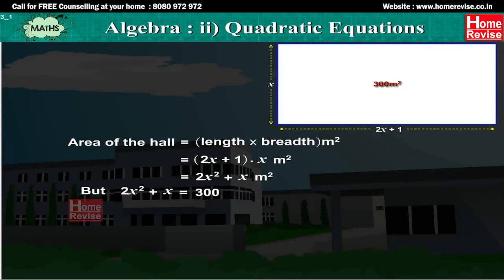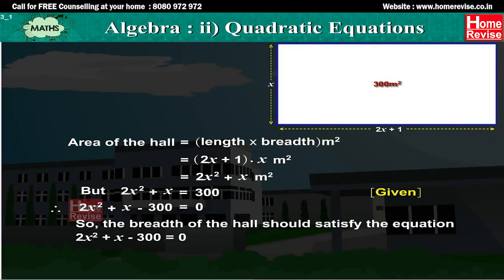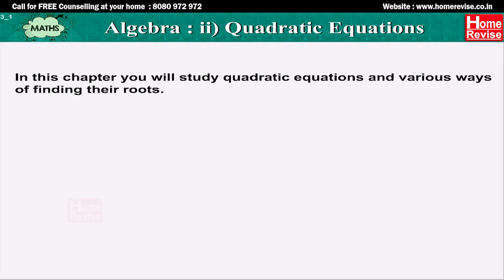But 2x square plus x is equal to 300 is given. Therefore, 2x square plus x minus 300 is equal to 0. So, the breadth of the hall should satisfy the equation 2x square plus x minus 300 is equal to 0, which is a quadratic equation. In this chapter, you will study quadratic equations and various ways of finding their roots.